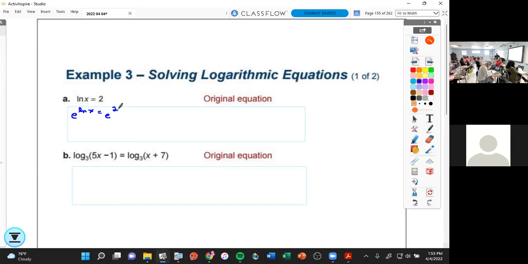Okay, now what? Okay. e to the natural log cancels, so x equals e to the second. e squared.